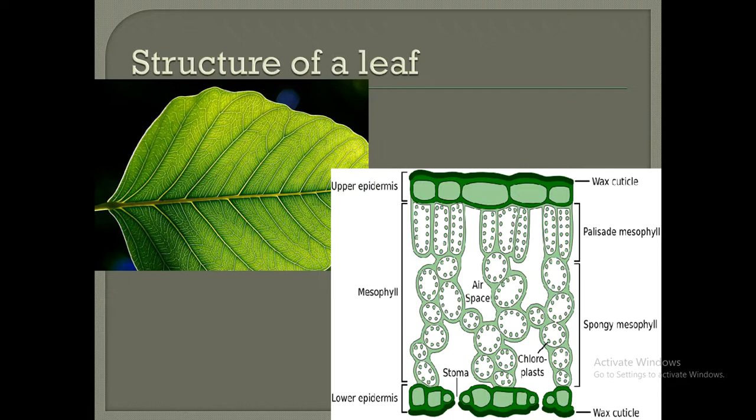In between these two epidermis, there are mesophyll cells. We have two types of mesophyll cells on the basis of their location and the spaces present in between them. The air spaces are the intercellular spaces. The first type is the palisade mesophyll, and the second type is the spongy mesophyll. Palisade mesophyll and spongy mesophyll both help in the process of photosynthesis. Why? Because they contain chloroplast.